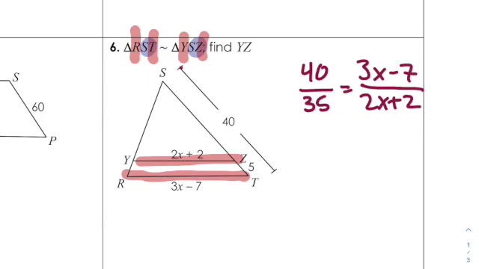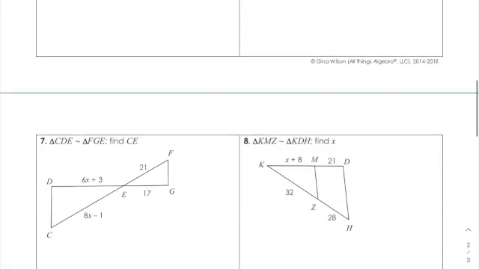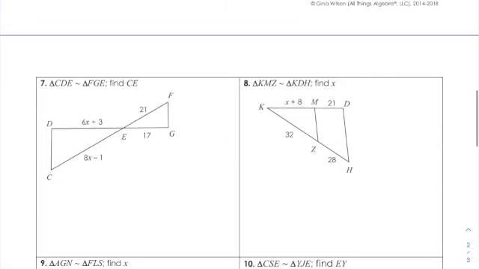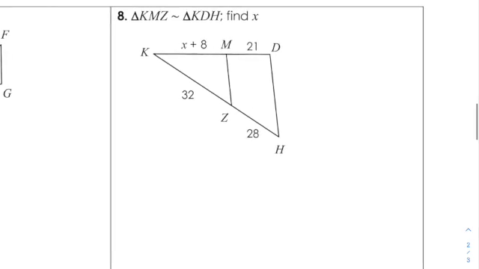And then, let me see another one. Ooh, I really want to go over number 8. So if you flip the page, go to number 8. This one kind of has the same process on when you have to add stuff. So let's start with 32.